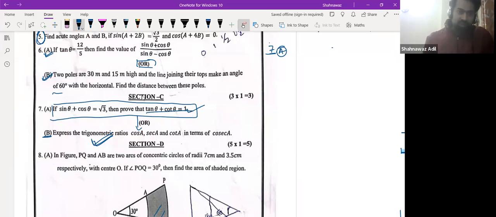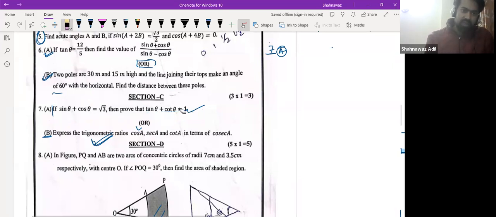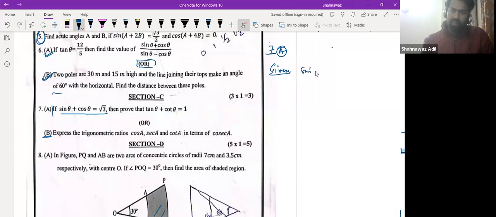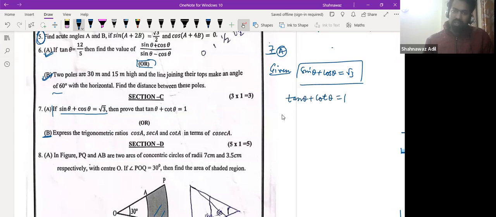Remember, we have to solve this problem. We have to prove that, given sin theta plus cos theta equals root 3, this is given. Just remember this. Now we have to prove this. So let us solve it. Let us take the LHS.